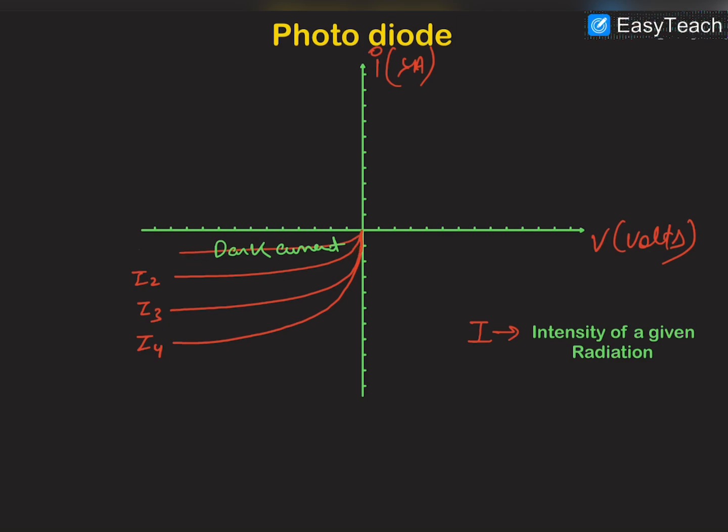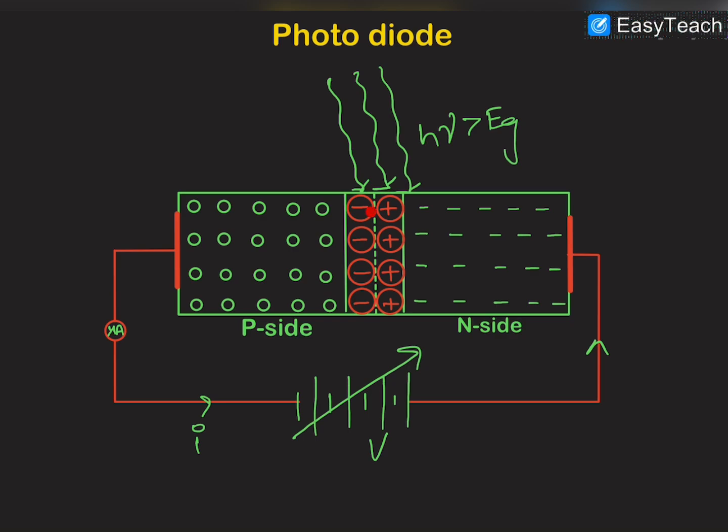Now if we increase the intensity, and we make some light photons incident on the depletion region of the diode, these photons should have a minimum energy which is greater than the forbidden energy gap of the base material of the diode. So let us assume that this diode is formed of silicon as the base material, and we know that for silicon the forbidden energy gap is 1.1 eV.